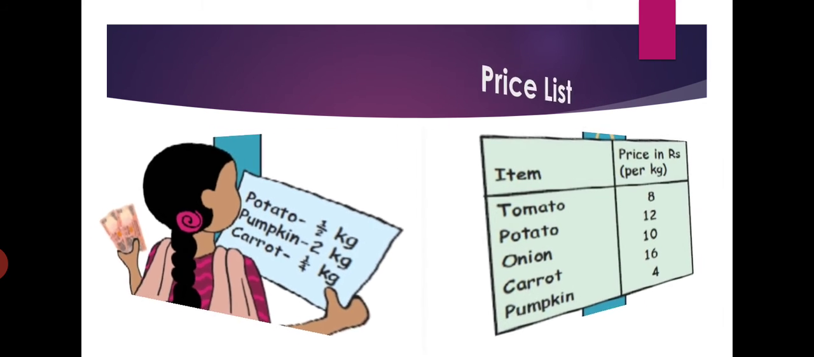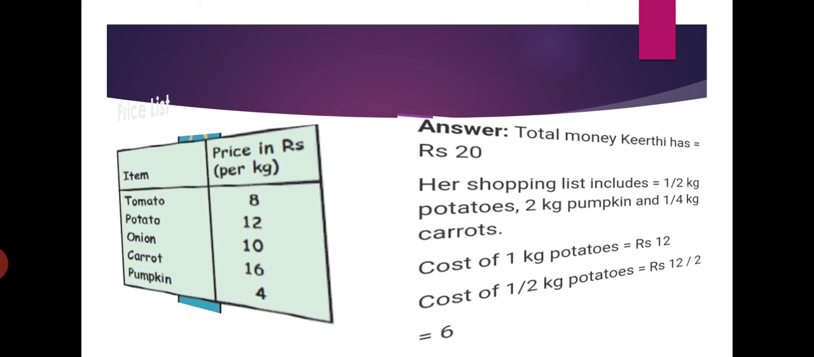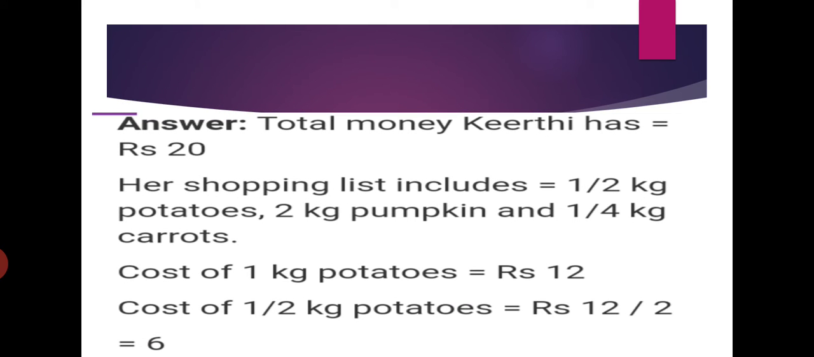Now again we have to check the price list. First of all, she has to buy half kg potato. So cost of 1 kg potato is equal to rupees 12. तो हाफ के जी कितने का हो जाएगा? रुपीज़ 6. So total money Kirti has is equal to rupees 20. Her shopping list includes half kg potatoes, 2 kg pumpkin and 1/4 kg carrots. So cost of 1 kg potatoes is equal to rupees 12. Cost of half kg potato, 12 divided by 2, is equal to rupees 6.